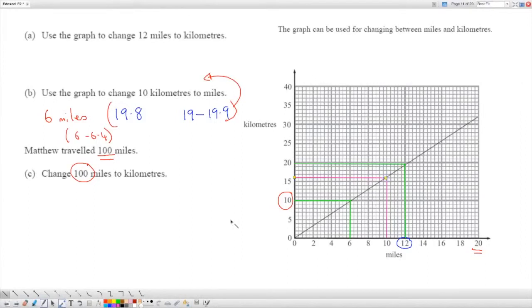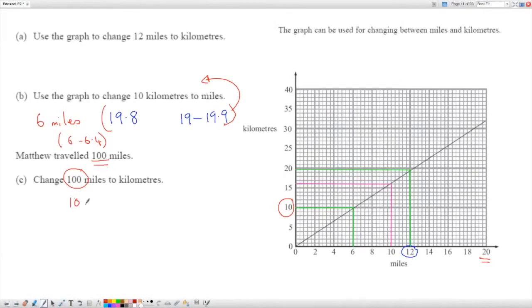Make sure that's lined up exactly there. So here we have our value for 10 miles. So 10 miles is equal to 16 kilometres.